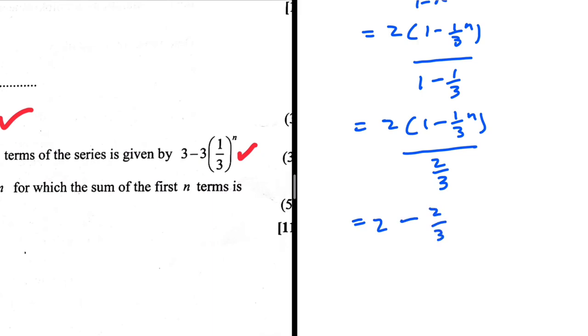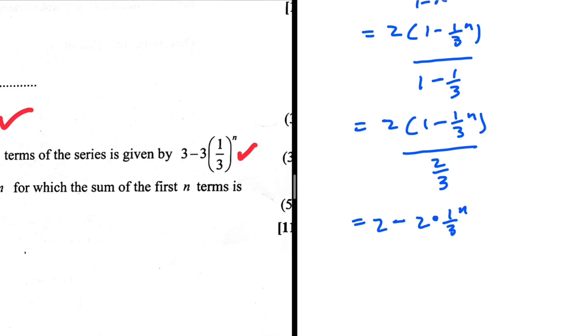Oh, wait a minute. That is incorrect. When you multiply 2 by 1 over 3 to the power n, the 2 just becomes a coefficient of 1 over 3 to the power n. We don't say 2 over 3. So this is going to be 2 minus 2 multiplied by 1 over 3 to the power n, divided by 2 over 3.